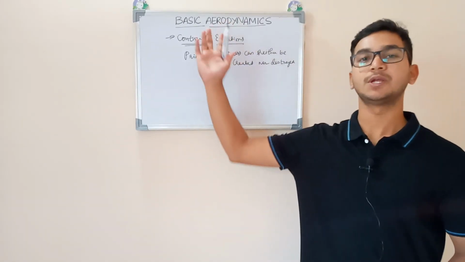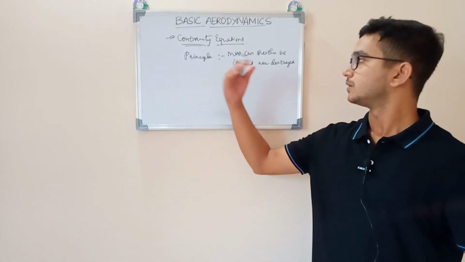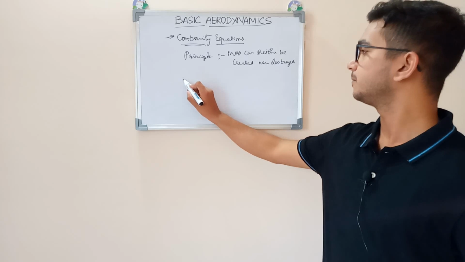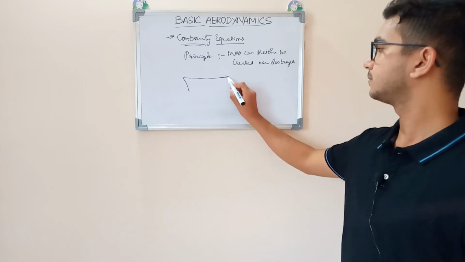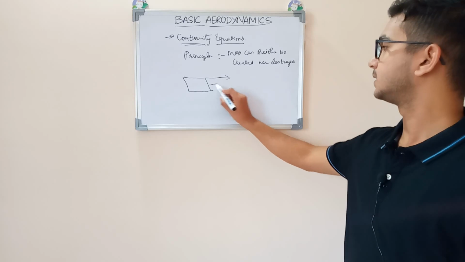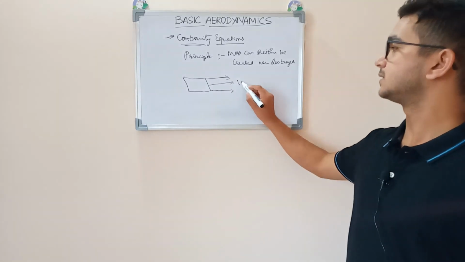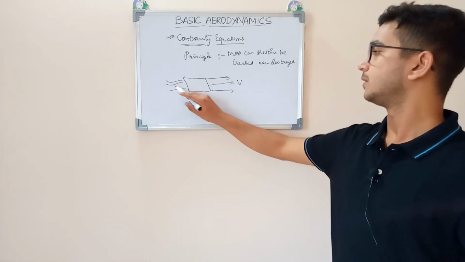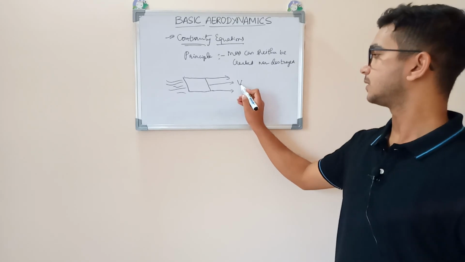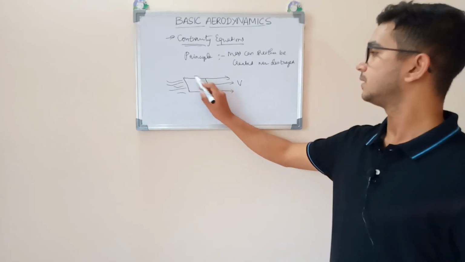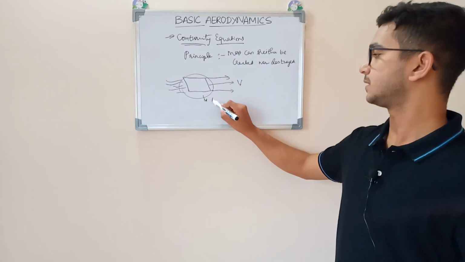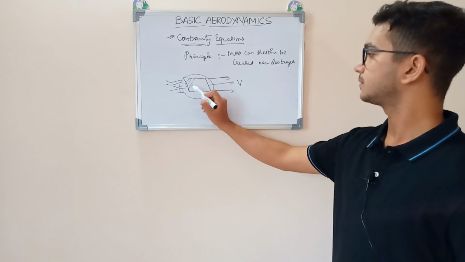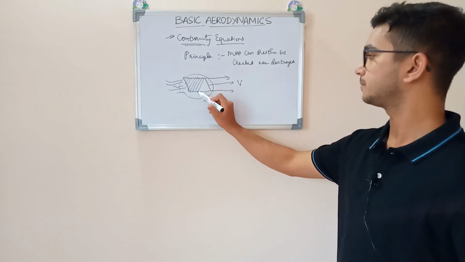Upon this the continuity equation works, and to understand this principle I am going to take a body. Consider this as a body, and this is the velocity of the flow. There is some fluid flowing over the body, and the area of this body I will take as capital A. Next I will shade some parts on which fluid is flowing.